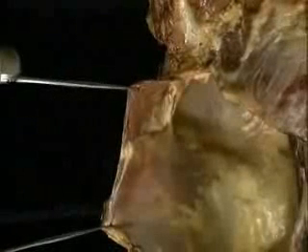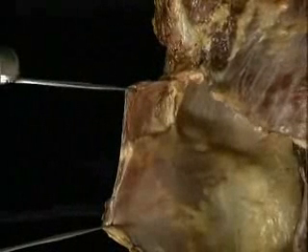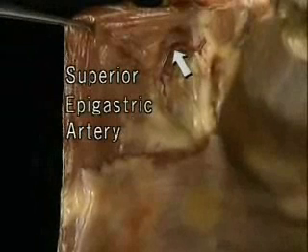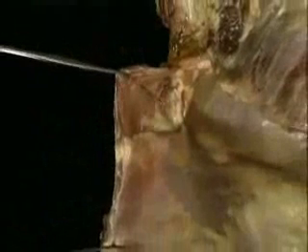The superior epigastrics also lie behind the rectus abdominis. To see them, we've removed the upper part of the posterior rectus sheath. Here's the superior epigastric artery, emerging from behind the costal margin and passing down onto the back of the rectus. Its branches are anastomosed with those of the inferior epigastric within the rectus muscle.